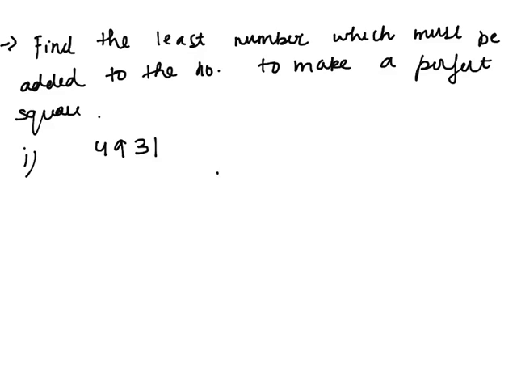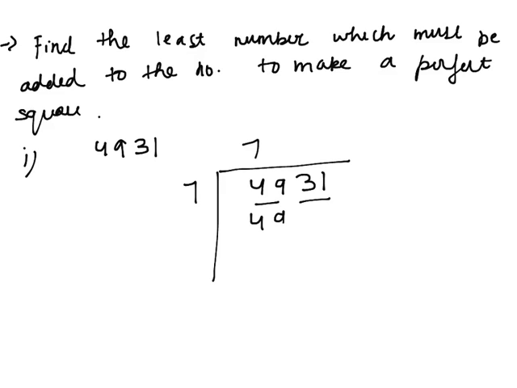4931. So the first step is the same, that is we have to find out the square root. So we will start making the pair. So here clearly 49. So we will go with 7. 7 times 7 will be 49. It will give a 0. Then we will copy the next pair, that is 31.